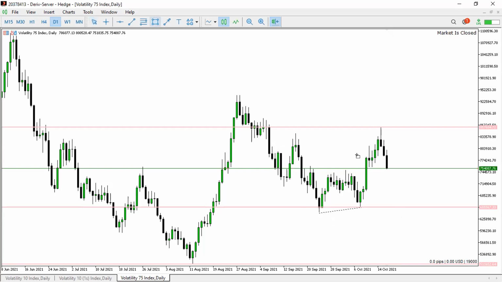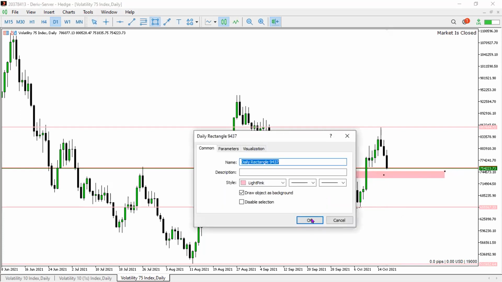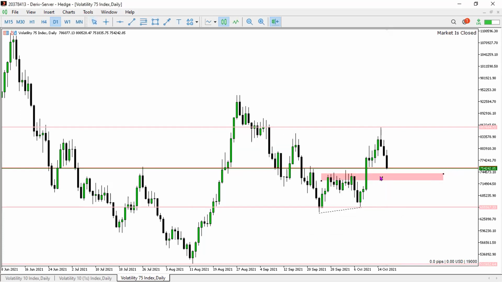What we can now do is find an area that we can focus in on. And where's that area? There's our last broken resistance in this area here. So we can simply mark up our last broken resistance, and that can be an area that we can look to focus in on when it comes to taking our trades, right?